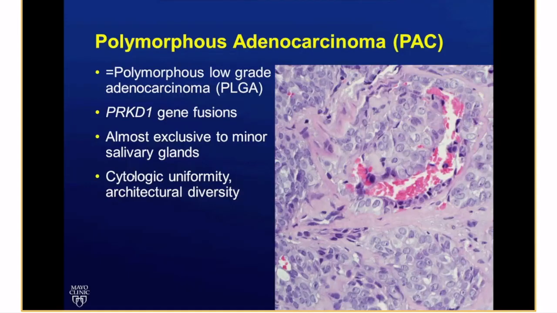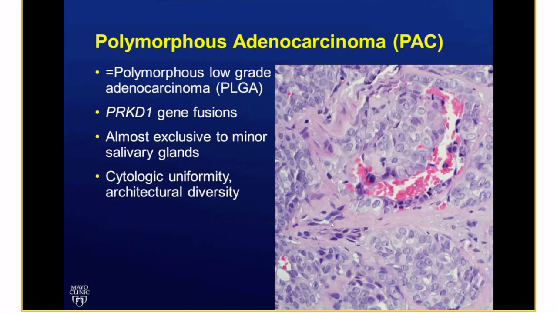So this was polymorphous adenocarcinoma. Polymorphous adenocarcinoma was formerly known as polymorphous low-grade adenocarcinoma, and we don't use this terminology anymore because it's not always low-grade. Many of them have PRKD1 gene fusions, and it's almost exclusive to minor salivary glands. The very characteristic feature of this tumor is cytologic uniformity. The cells are very bland, somewhat basophilic, but there is architectural diversity. You have papillary structures, glomeruloid, cribriform, solid, and single cells.